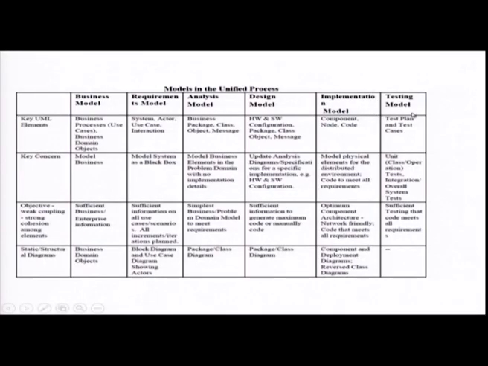Models in the unified process. So, we have been talking about key UML elements: business model, requirement model, analysis model, design model, implementation model, testing model. So, you see how many models there are, it is not one model. Therefore, that idea of a unified process is absolutely essential.